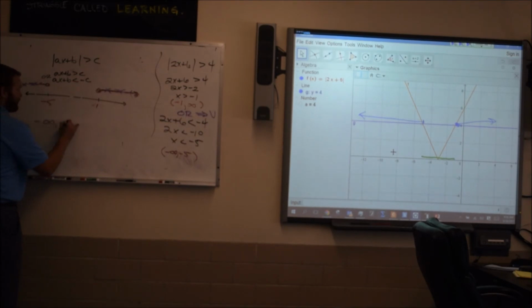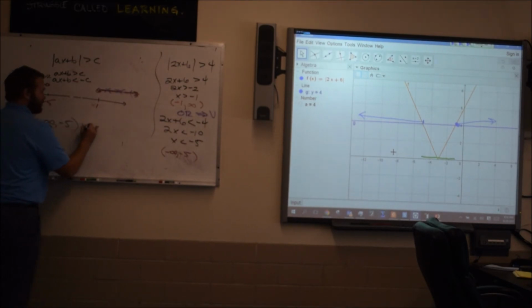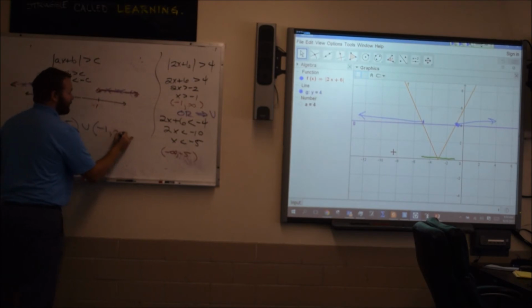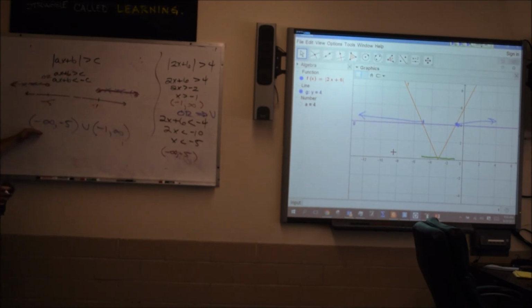-infinity. So that one comes first. Union then, -1 to infinity. And that should mimic then the number line that we're looking at. Is that doable?